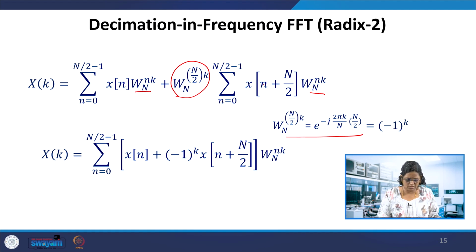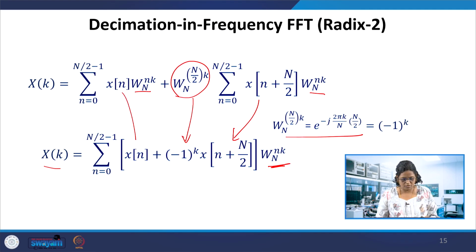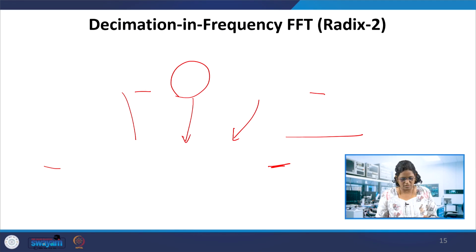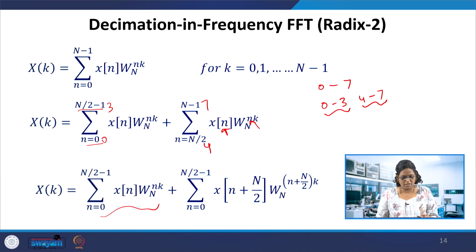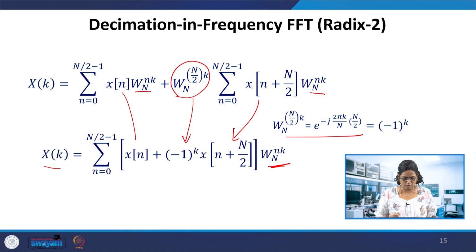So replace this equation X of k as x of n, this is minus 1 power k, and this term, and the common term which is taken, W suffix N n k. So this is for the X of k we obtained. So this equation, the DFT equation, can be simplified to have X of k equal to x of n samples plus the rest of the samples as minus 1 power k, and you can perform the DFT for n from 0 to N by 2 minus 1.